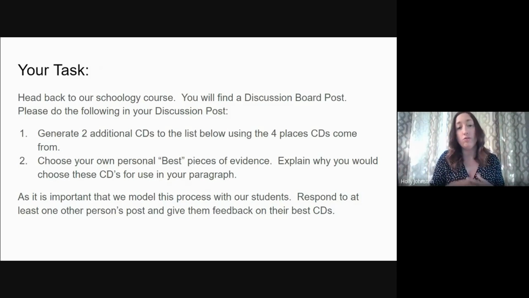Then you're going to choose your own personal best piece of evidence, just like we did. We chose dress up and take your time on the job application. And you're going to write out and explain why those CDs would be best for you to use in your paragraph. As it's important to model this process with our students, we also want you to have some commentary with others. So you're going to respond to at least one other person's post and give them feedback on their best CDs.